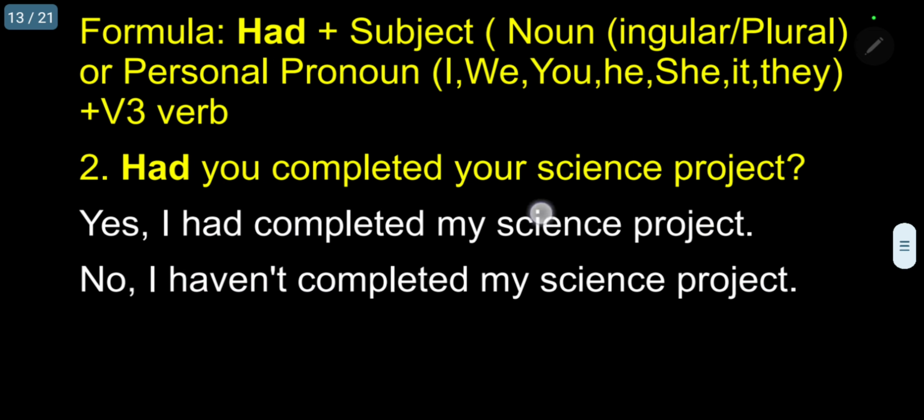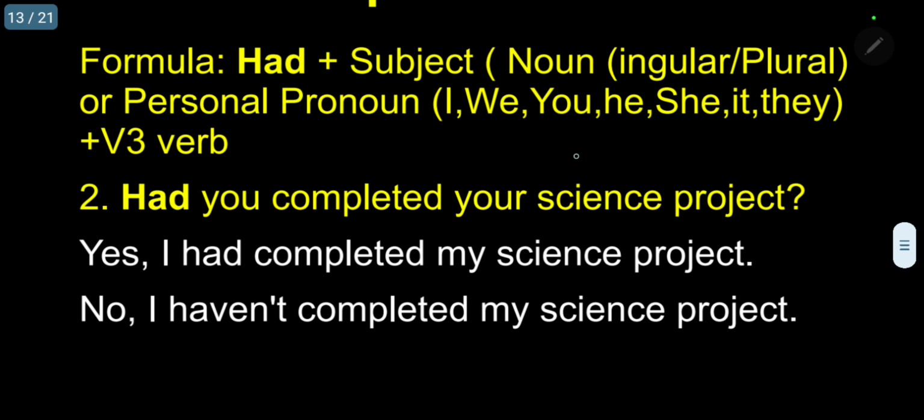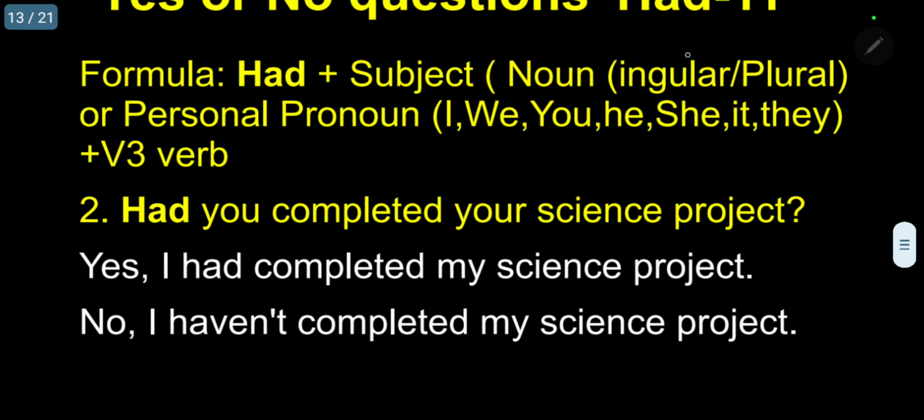Question number 2. Had you completed your science project? Had, auxiliary verb, complete, that is your main verb. It is in the form of past participle, completed. Now two possibilities. Yes. Please follow.